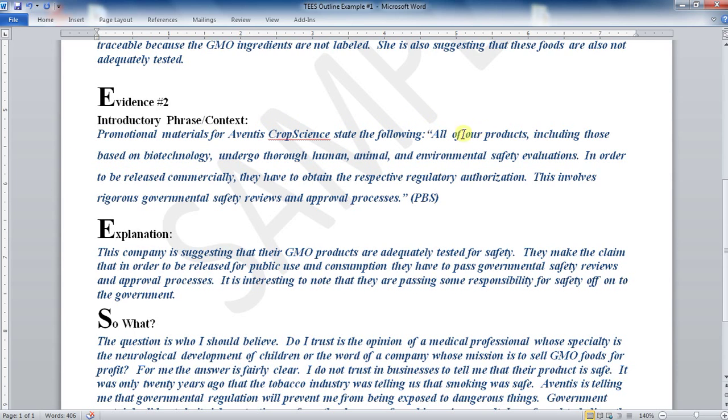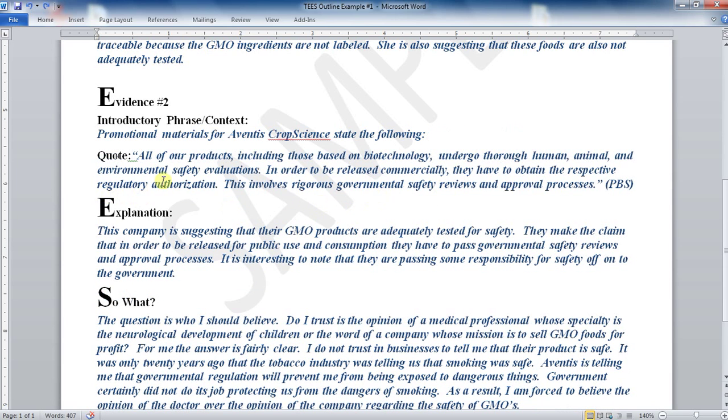All of our products, including those based on biotechnology, undergo thorough human, animal, and environmental safety evaluations. In order to be released commercially, they have to obtain the respective regulatory authorization. This involves rigorous governmental safety reviews and approval processes. So that was sort of difficult to understand, I suppose. And so what we need to do for our reader, again, is to explain what this quote means, and how it supports your ideas.